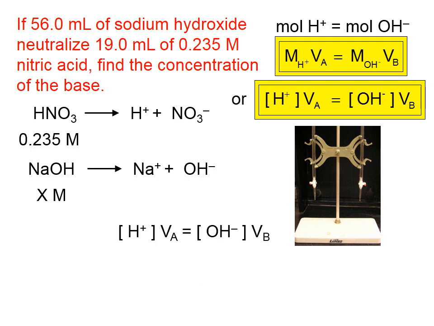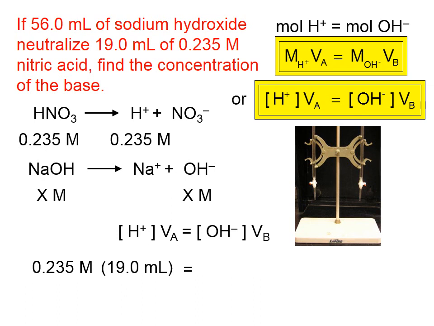Let's start with our equation. What we note here is that nitric acid ionizes 100%. So the concentration of H, which is what is asked for in the equation, is 0.235 molar. We're given the volume of acid that we added, 19 milliliters. And now in the equation we need to calculate the concentration of the OH.